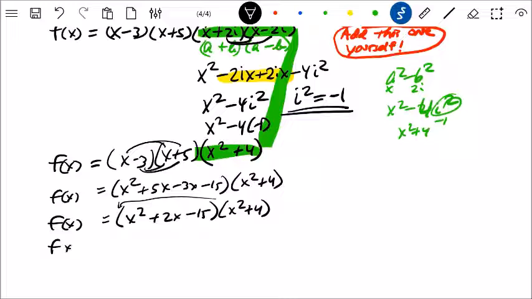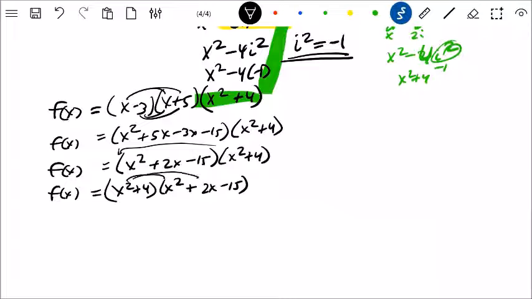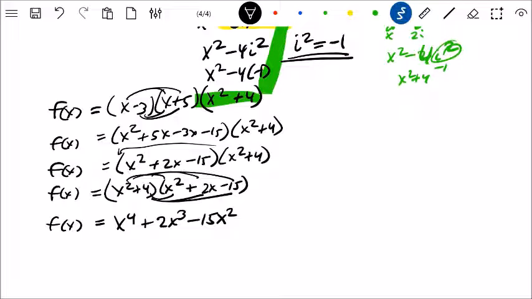I have that over here for multiplying. So I'm going to do that. x squared plus 4. Don't have to, except to me it's a little easier. Times x squared plus 2x minus 15. So now I'm going to multiply these. This time this, and this, and this, and then this time this, and this, and this. So the function of x is equal to x to the 4th, plus 2x to the 3rd, minus 15x squared, and then plus 4x squared plus 8x minus 60.